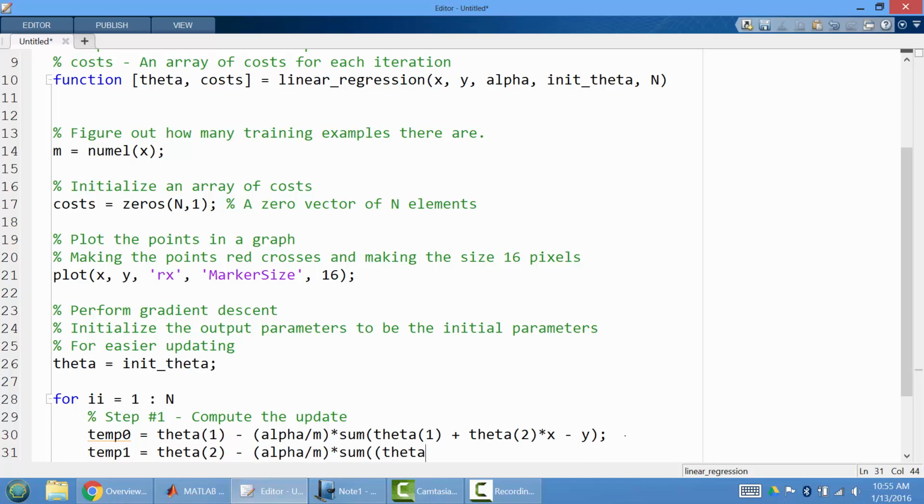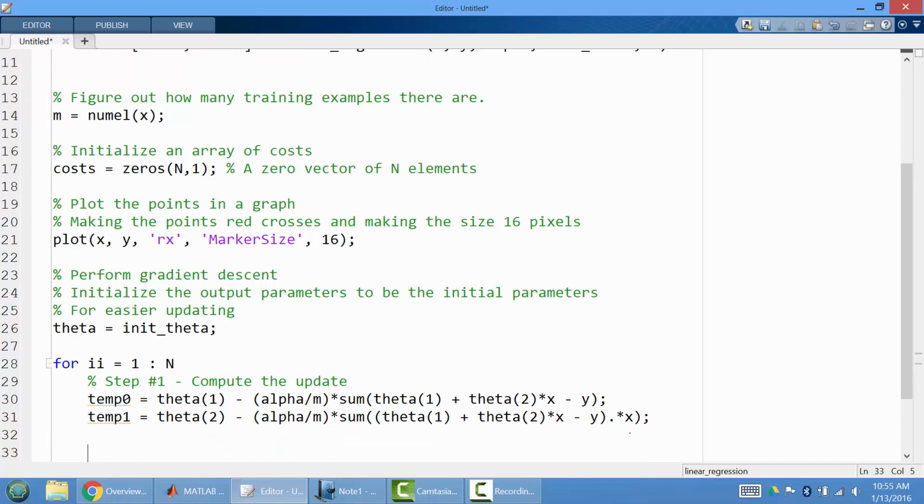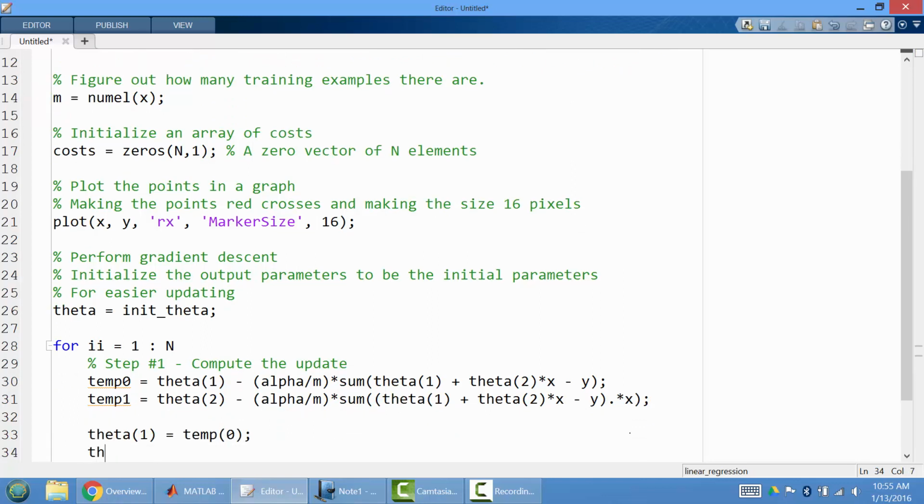For theta 2, minus the sum. And what's going to happen is the summation slightly changes: you're going to take each of these points and multiply them by the corresponding x values, right? So that's how you do that. And now you do the update. Oops, this is temp 0, temp 1. I'm almost done, it's just going to take a couple more minutes.